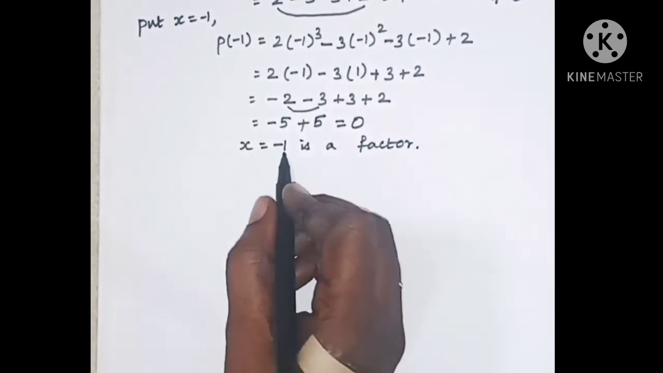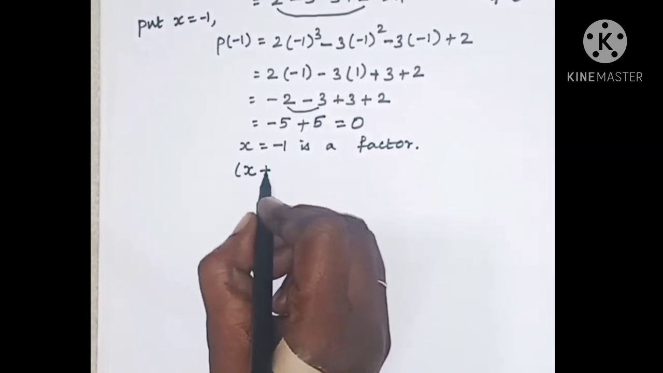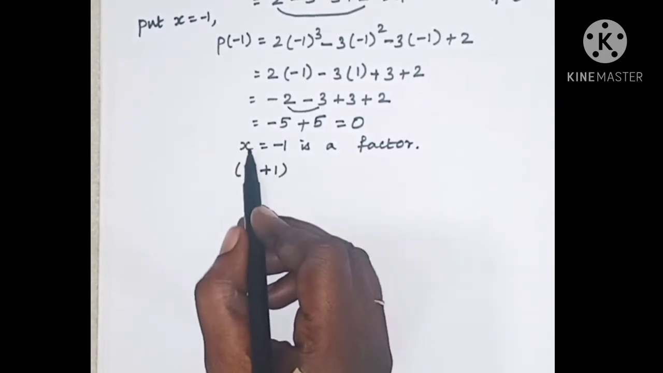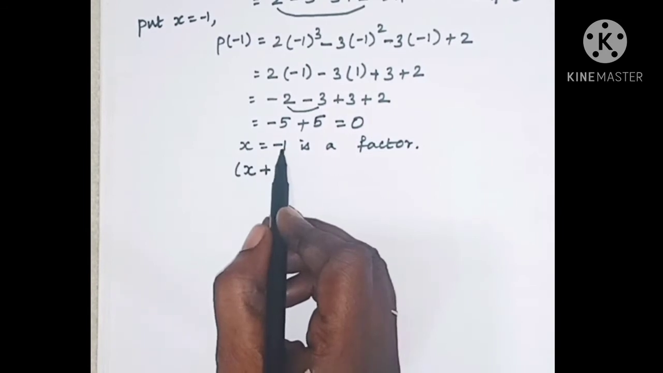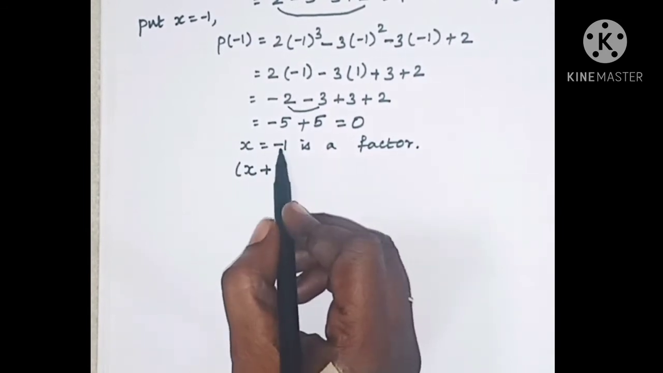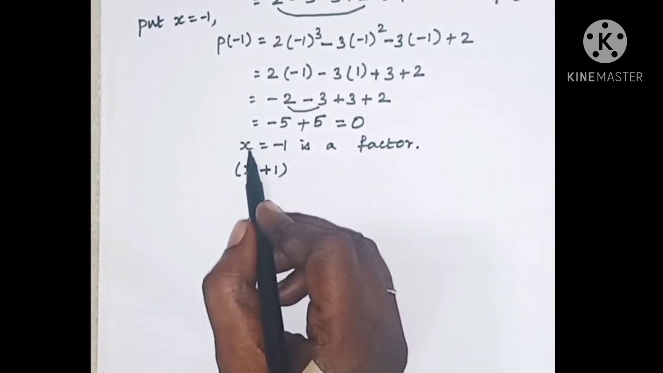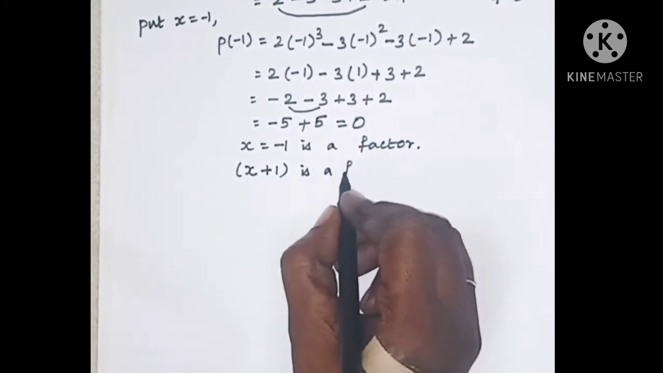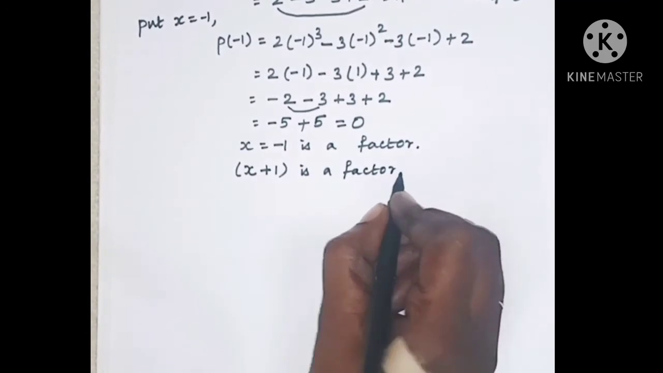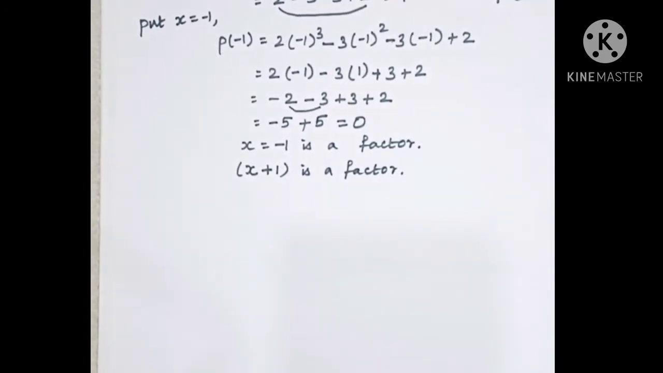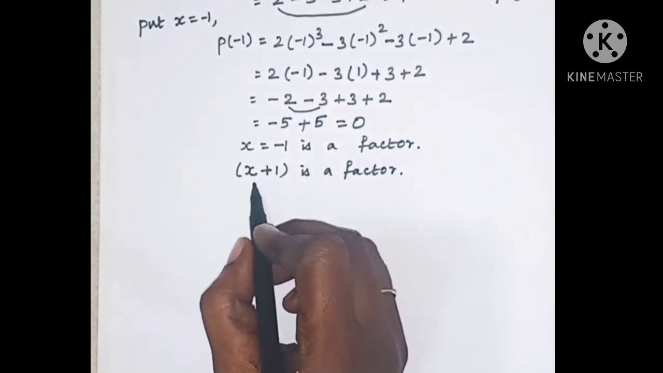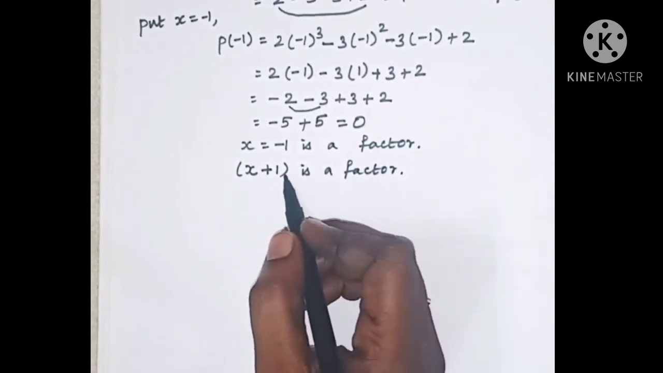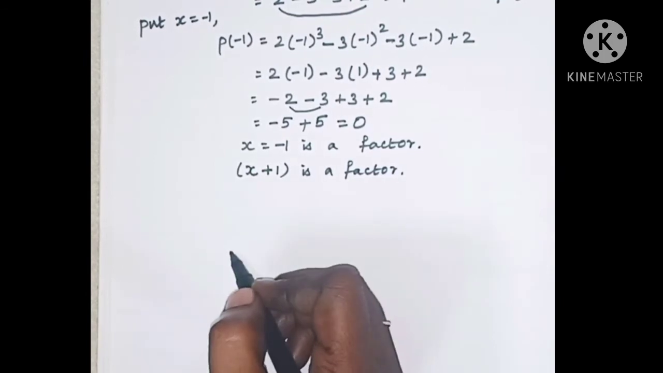We will write this x is equal to minus 1 as x plus 1. So when this minus 1 comes to the left hand side, it will become plus 1. So x plus 1 is a factor. Now we identify the divider. We found the divider x plus 1. So we have to divide the given expression with this x plus 1.